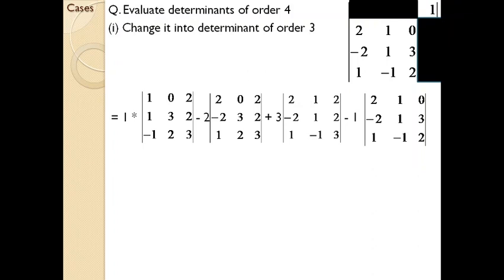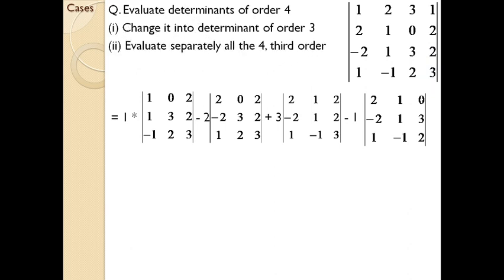So again, the first one is 1 into this matrix. So how we are going to deal with it? Now you need to evaluate separately all the 4 determinants of the order 3. So the first one is 1, 0, 2, 1, 3, 2, minus 1, 2, 3. Now you need to solve this determinant in the computation as per the order 3.